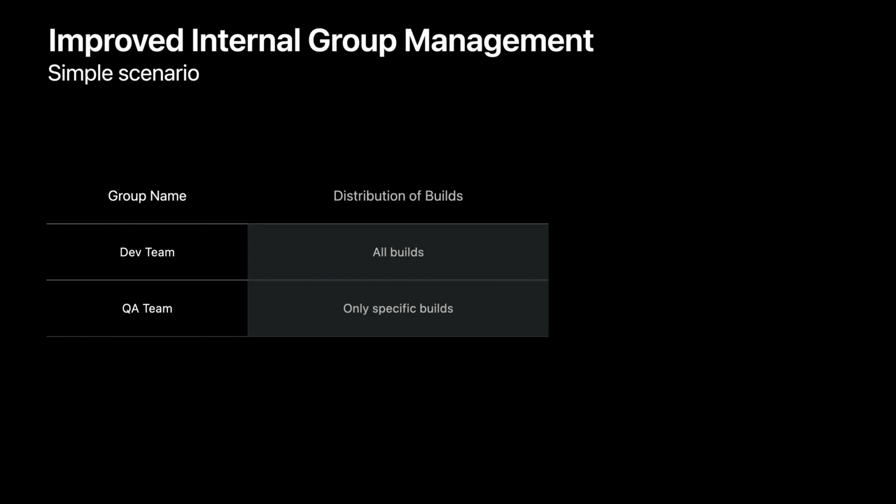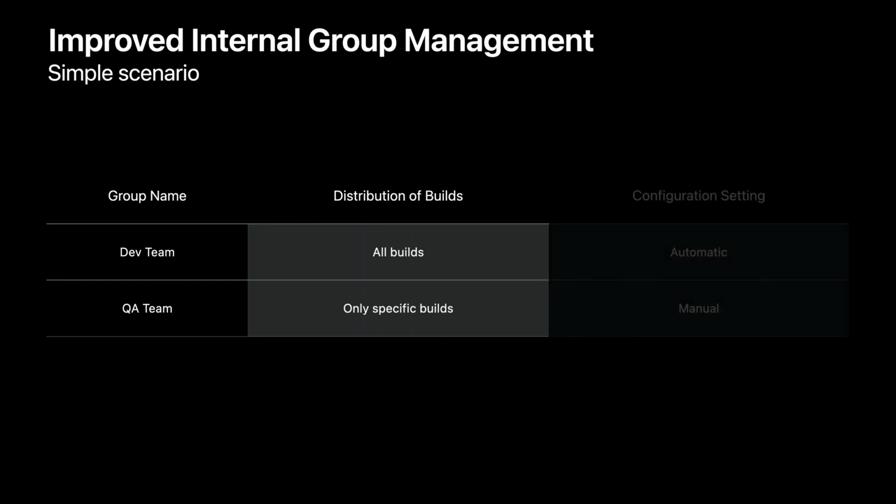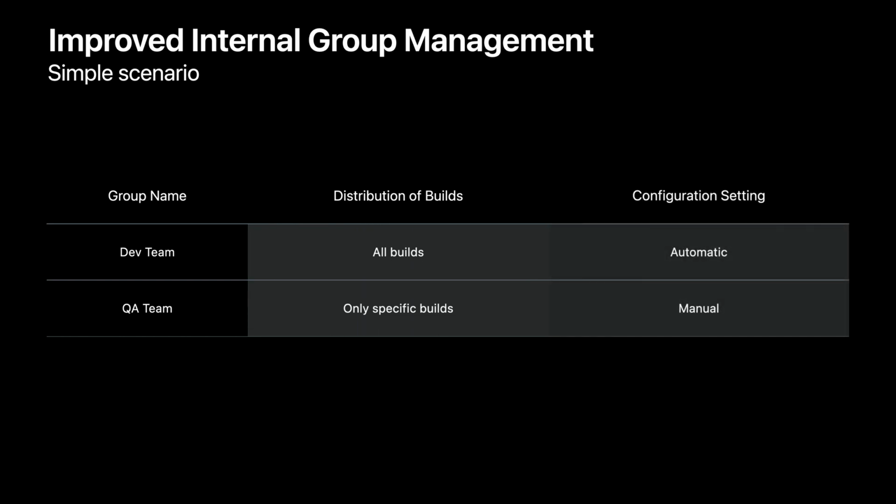For example, let's say you have a development team and a QA team. You can now create an internal group for each of them. You can give the development team access to all builds as part of the development lifecycle, while the QA team may only require access to specific stable builds. For the development team, you would enable the automatic distribution flag to make all current and future builds available to this group, whereas for the QA team, you would choose to manually add specific builds.